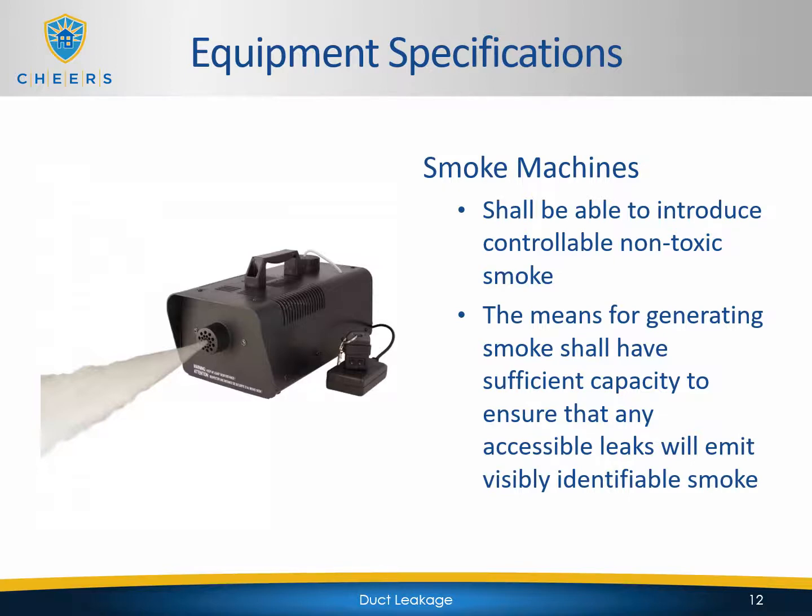And finally, a smoke machine. The smoke machine shall be able to introduce controllable, non-toxic smoke. The means for generating smoke shall have sufficient capacity to ensure that any accessible leaks will emit visibly identifiable smoke.